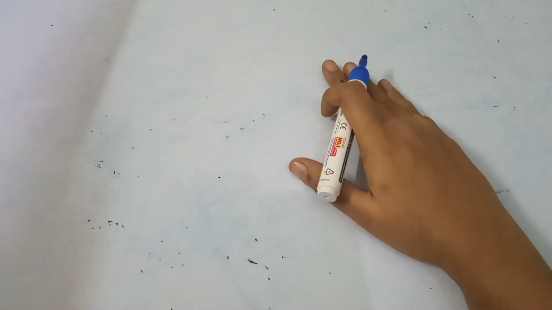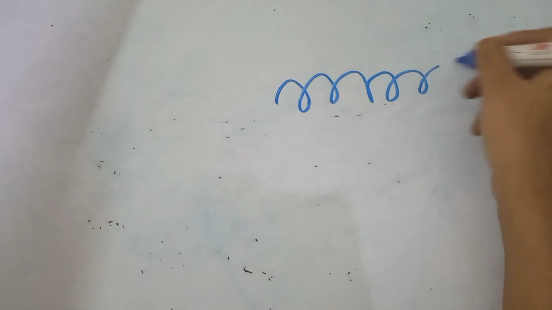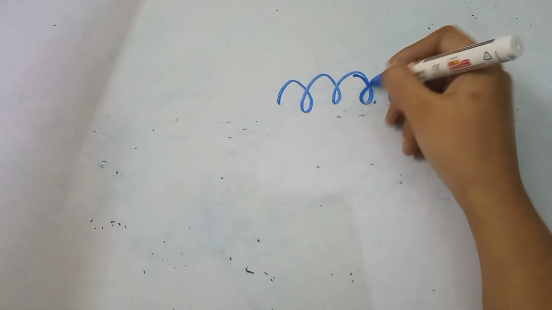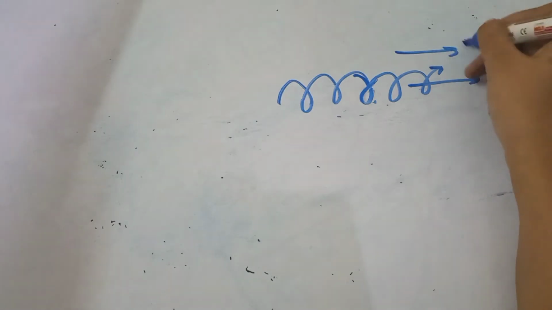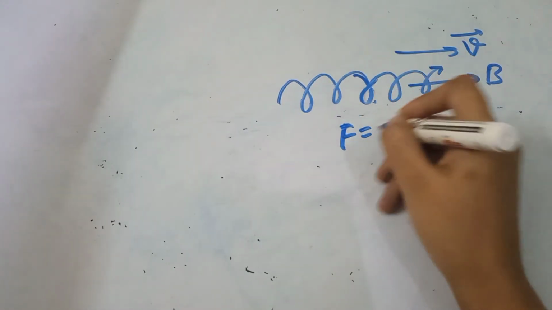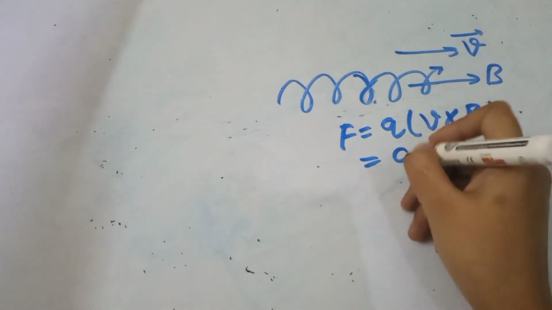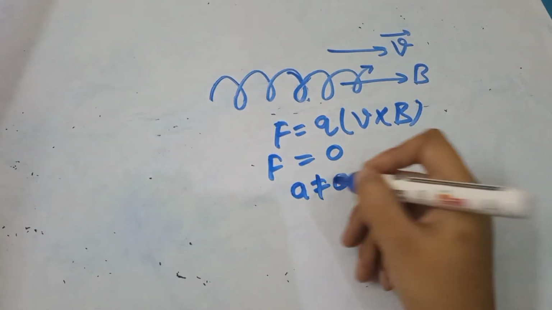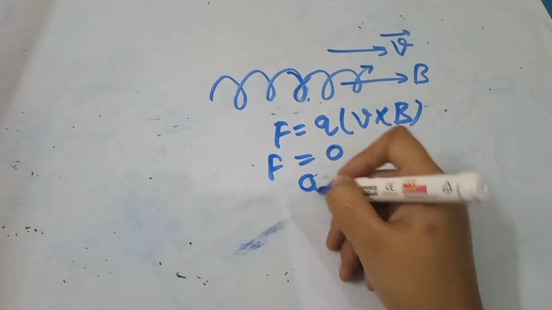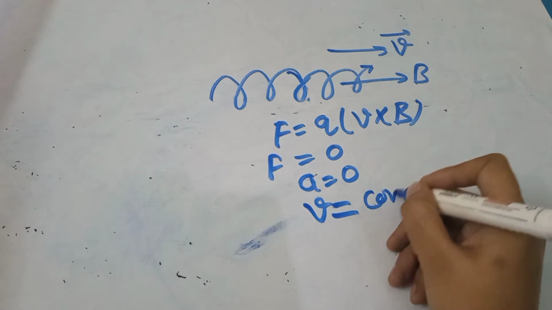In 20th question, an electron is projected with a velocity v along the axis of a current carrying long solenoid. This is the solenoid. Current is flowing, the magnetic field will be in this direction, and the electron is also moving in this direction. So the total force is equal to q V cross B. V and B both are in the same direction. The total force is equal to 0. If the force is equal to 0, that means there is no acceleration. Acceleration is equal to 0. That means velocity remains constant.